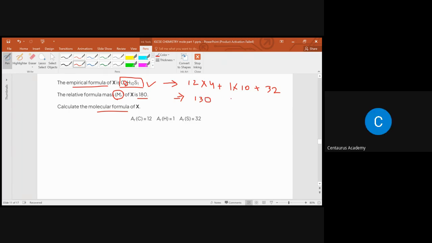So 130 is basically the empirical mass of this compound, for the empirical formula which is given to you. And you have been asked to find out the molecular formula. Molecular formula is basically a constant multiplied by the empirical formula. Now this constant is going to come up by division of the molecular mass divided by the empirical mass. Okay. So it's going to be 180 divided by 130. What is the answer?